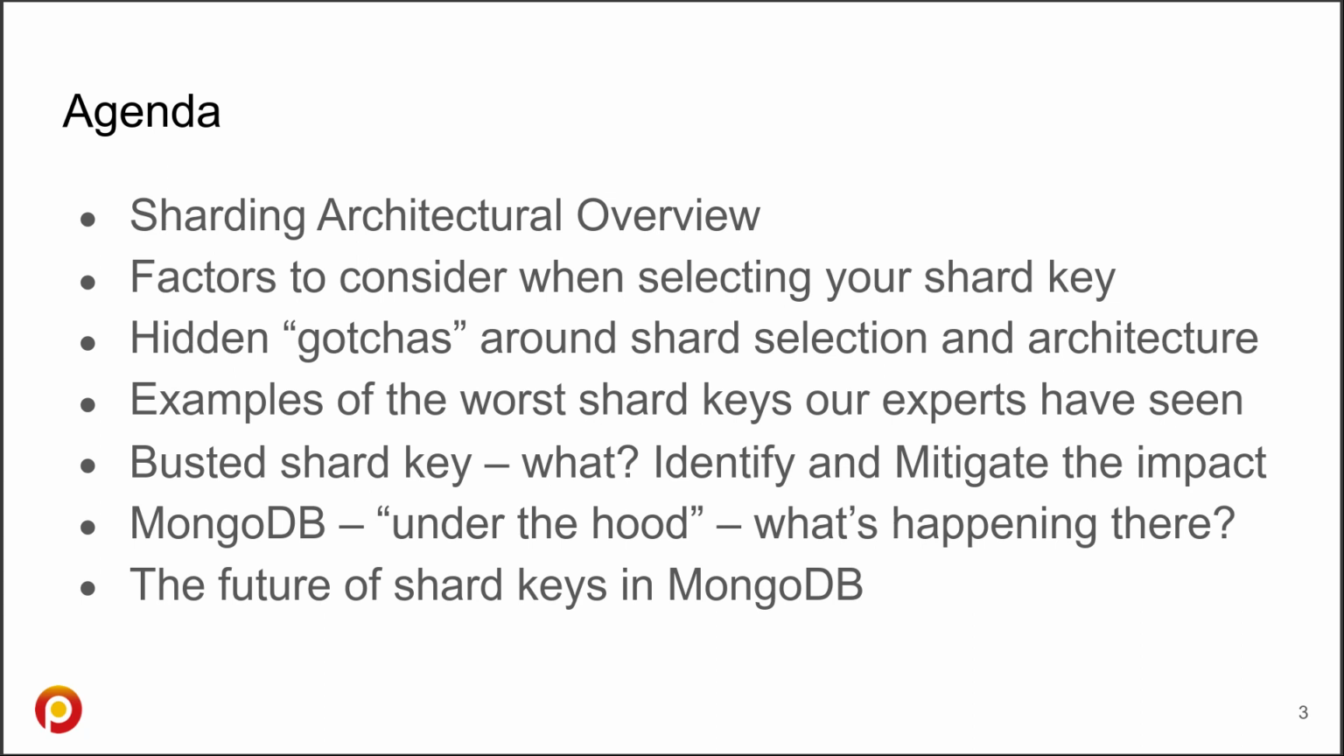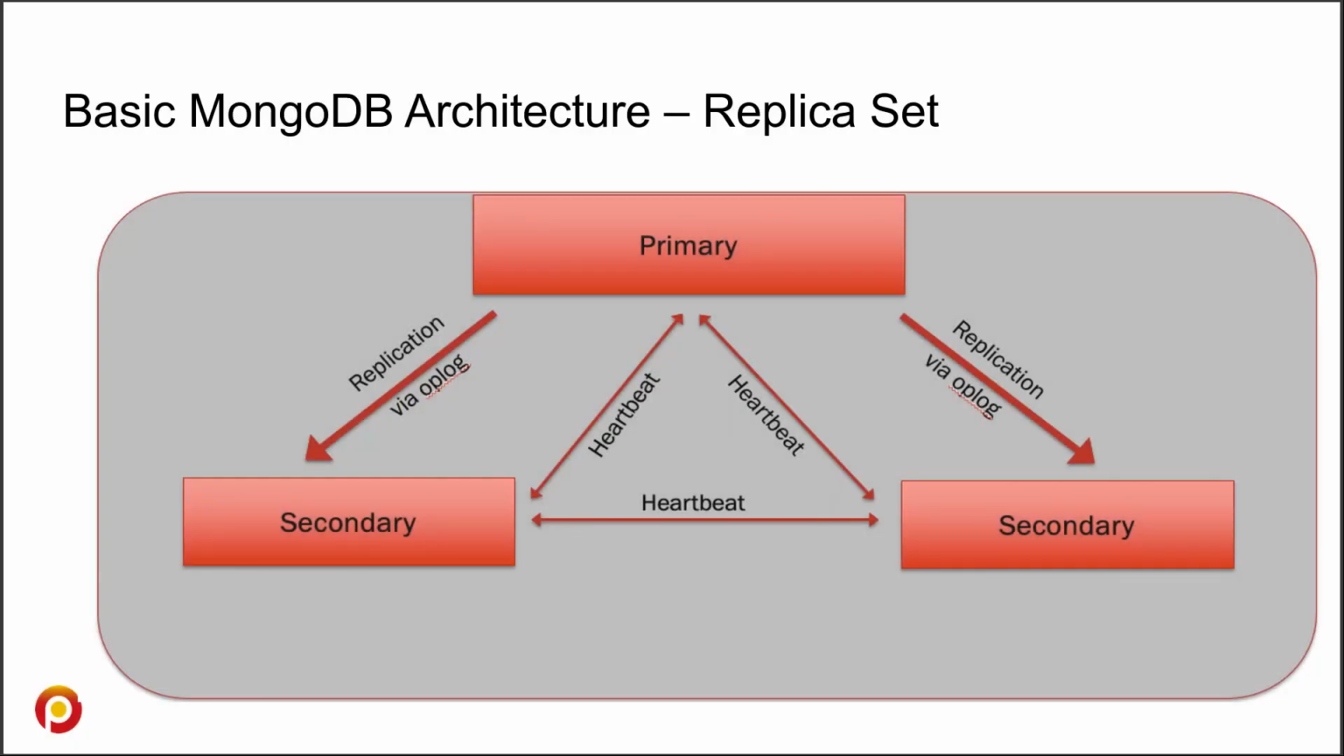First, we're going to do a quick sharding architectural overview. Then we're going to talk about the specific factors that you should consider. Then some hidden gotchas around things that kind of impact that. And then also, we've seen some pretty bad shard keys over the time, so we'll talk a little bit about those. Then great, you've got a busted shard key, but how do you fix it? What do you do about that? And then finally, we're going to talk about what's going on underneath the covers and then the future. Where are we going? What's going on now?